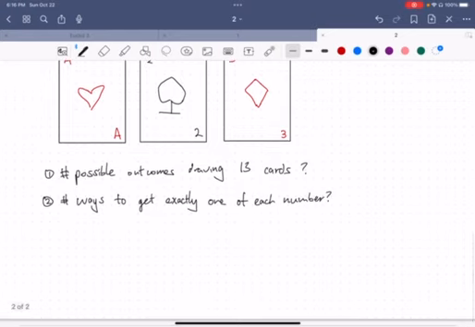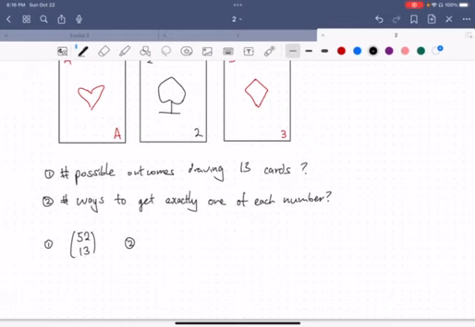Okay, so it turns out that the first question is actually pretty easy to answer because there are 52 cards in the deck. Essentially, if we're taking 13 of those cards, we don't care about the order. So we're just choosing 13 things from 52. So that is just 52 choose 13. So that's the answer to question 1.